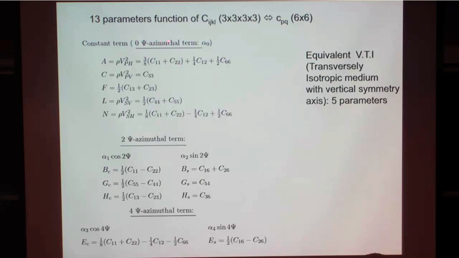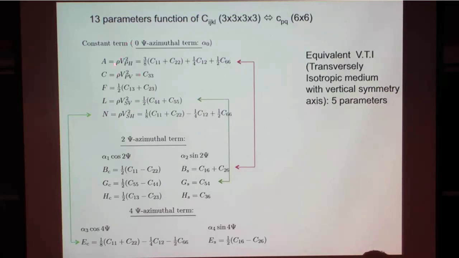So this 0 psi term gives access to the equivalent transversely isotropic medium with vertical symmetry axis, and we need 5 parameters. So in the simplest case of anisotropy, which is classically named a VTI medium, we need 5 parameters. If now we want to see the azimuthal variation, I mean in the horizontal plane, we have to define additional parameters, and we have Bc, Bs, Gc, Gs, Hc, Hs. These parameters are related to the azimuthal variations of, for example, Bc, Bs to the azimuthal variation of VPH, and Gc, Gs, which is quite important, related to the variation of VSV. And we have also, as I told you, some azimuthal terms, and in that case, Ec, Es is related to the azimuthal variation of SH velocity.